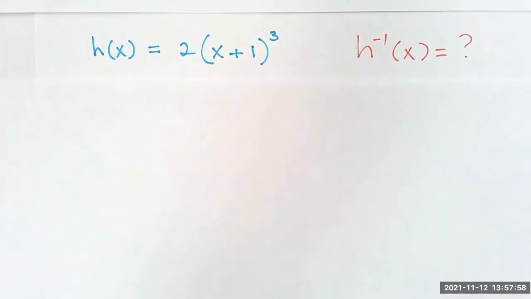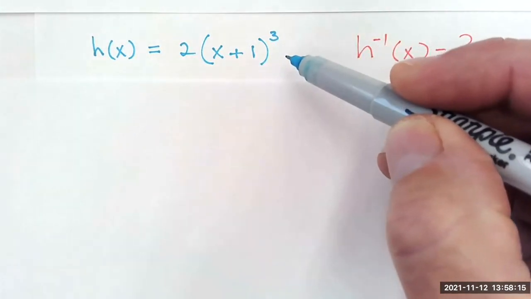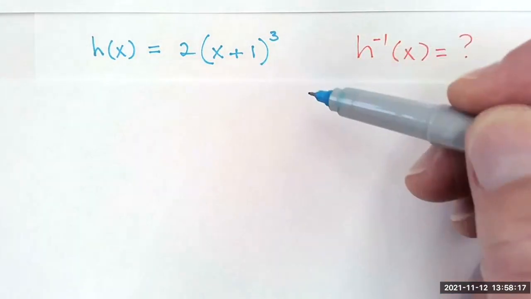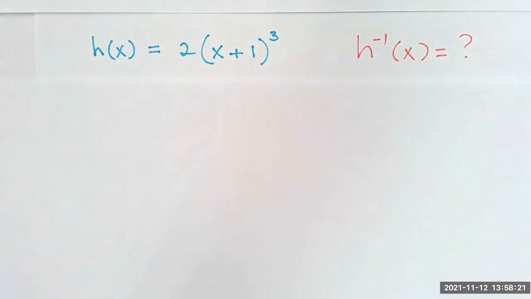Okay, let's look at this function. We can see that with the power of 3, this is going to be a cubic function. That's the parent function. It's a cubic function. And the inverse of the cube is the cube root. So power function of 3, the inverse of that is 1/3, power of 1/3, or cube root.